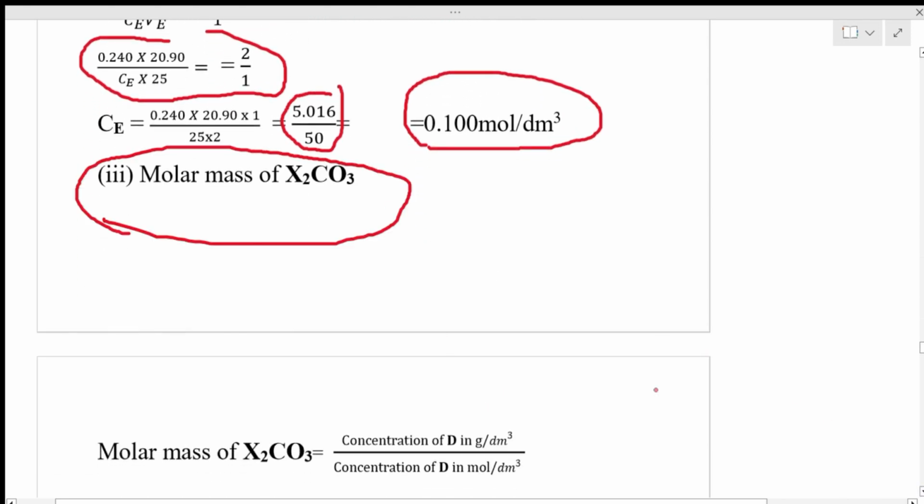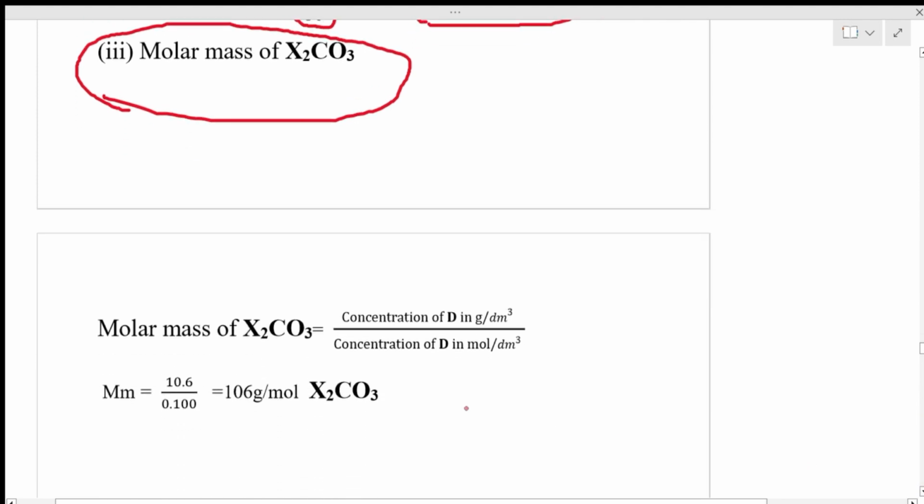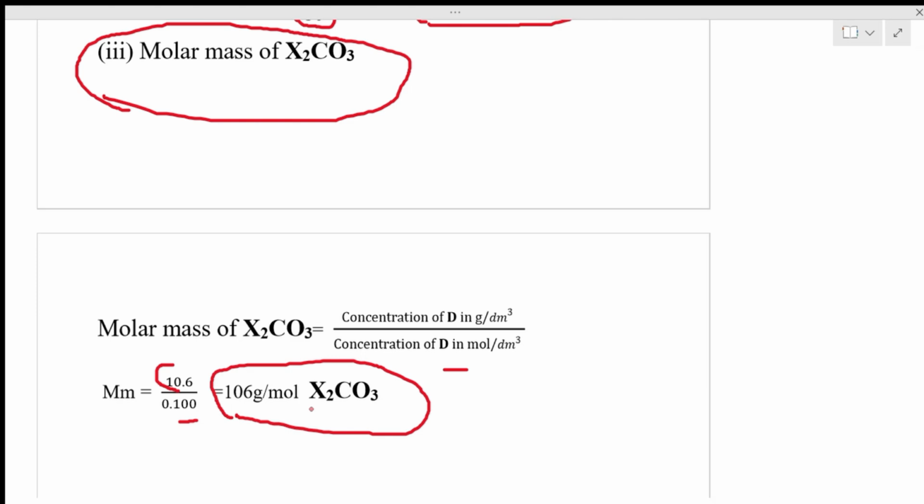So how do I calculate my molar mass for this reaction? I can use that formula again: molar mass of X2CO3 equals conc in gram per dm³ over conc in mole per dm³. You already have conc in gram per dm³ to be 10.6, divided by conc in mole per dm³, you have 106. It's making sense. Now remember, the value given is Na2CO3. So if you substitute the value of that, you have 106. Hope you are following me in this practical class.